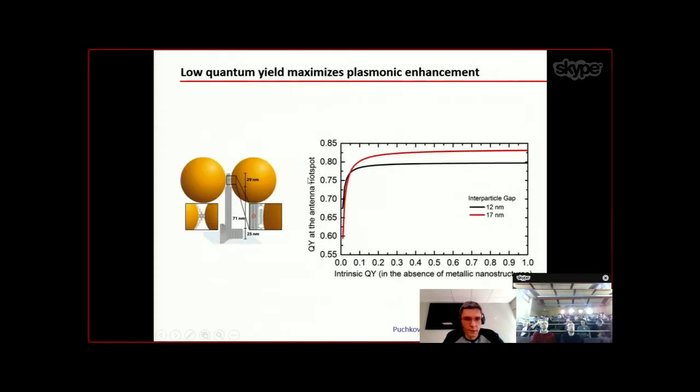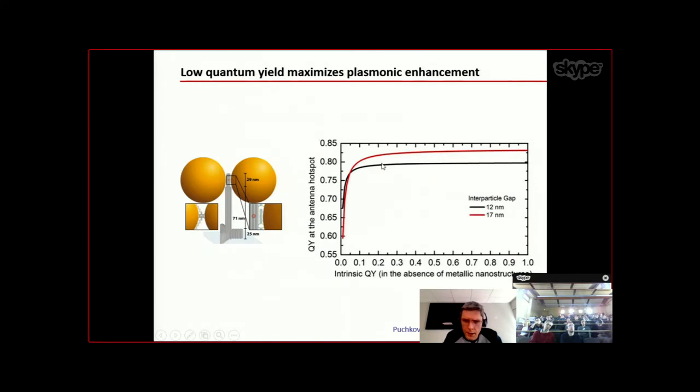Another slide telling you exactly the same message. This is from the group of Philip Tinnefeld again. This is the initial quantum yield of your molecule, okay? Without the nanostructure, just pure homogeneous buffer solution. And this is the quantum yield of the molecule in the antenna hotspot, okay? So if I take a high quantum yield dye, and I put 0.9, I put it into the antenna, then its quantum yield is going to be actually reduced because of the non-radiative losses, and it's going to be around 0.8, something like that.